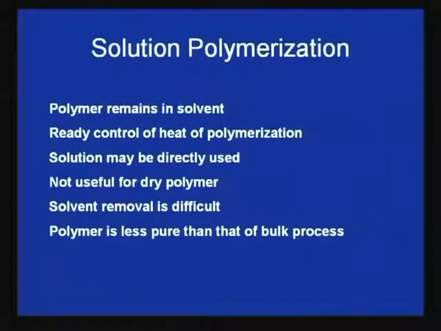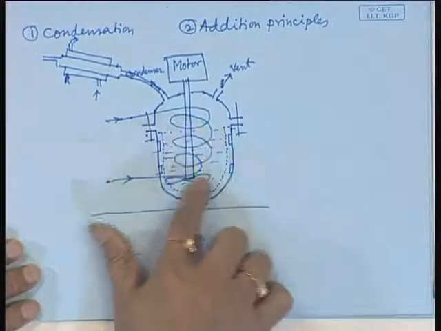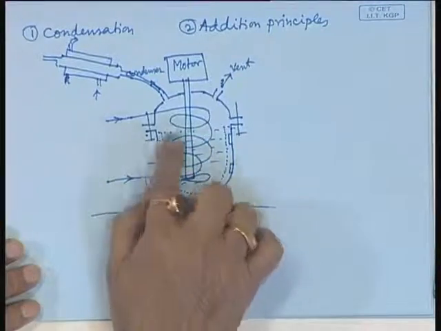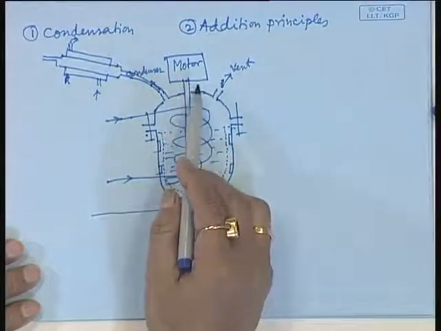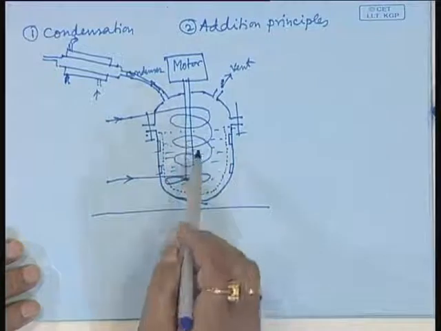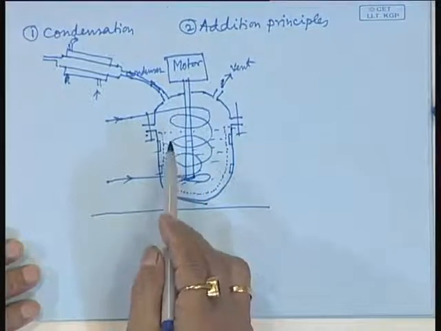But here the heat transfer problem is solved, which is a difficult situation in bulk polymerization. In this case, the heat transfer problem is solved, the viscosity problem is managed because it is a low viscous system, and the power consumption due to mechanical stirring for homogenization of the mass inside the reactor, that huge power consumption cannot occur in solution polymerization as is found in the case of bulk polymerization.